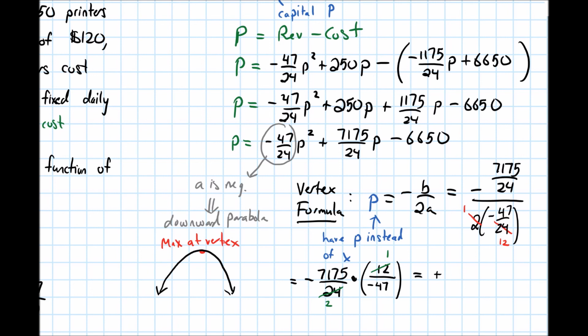So multiplying this, my negative times a negative becomes a positive. And I have 7,175 times 1 on top, which is 7,175. On the denominator, we have 2 times 47. The negative's already become a positive. So 2 times 47, that's 94.